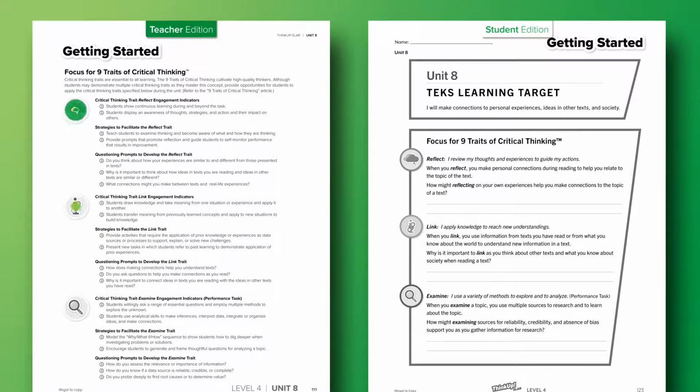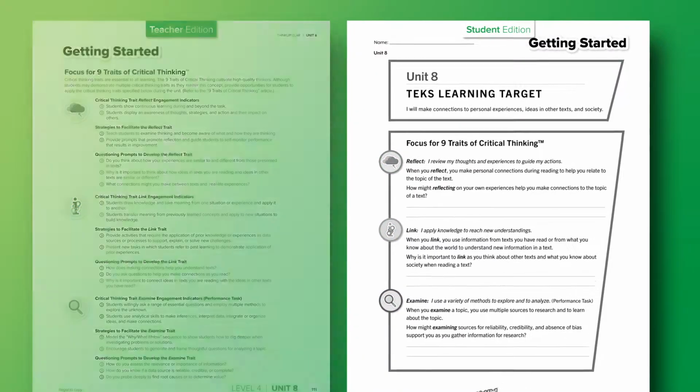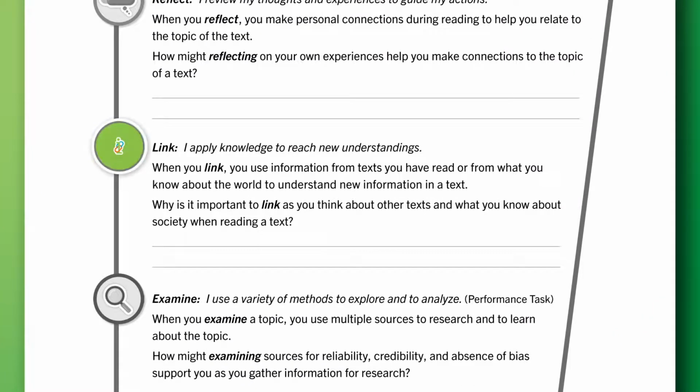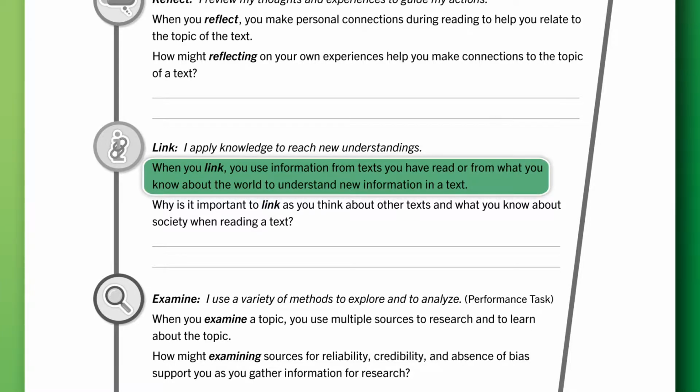You'll see these symbols throughout the units in both the Teacher Edition as well as the Student Edition when the trait is referenced. Notice in the Student Edition, the behavior for link is explicitly described. When you link, you read to locate key ideas and details to develop understandings about a text.